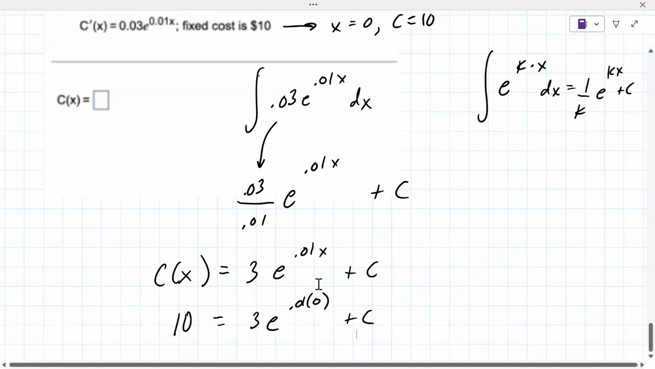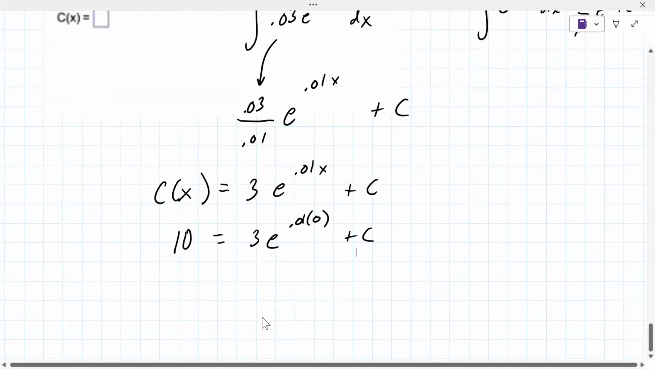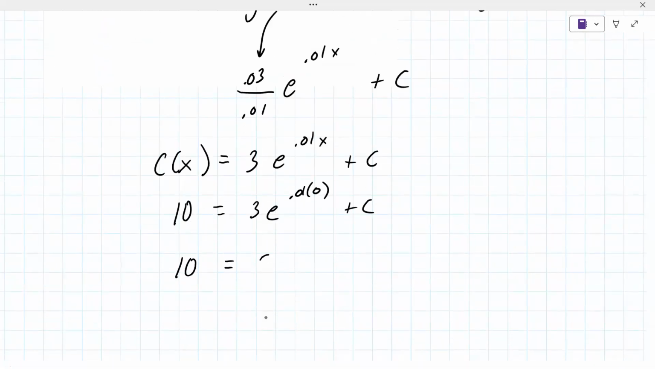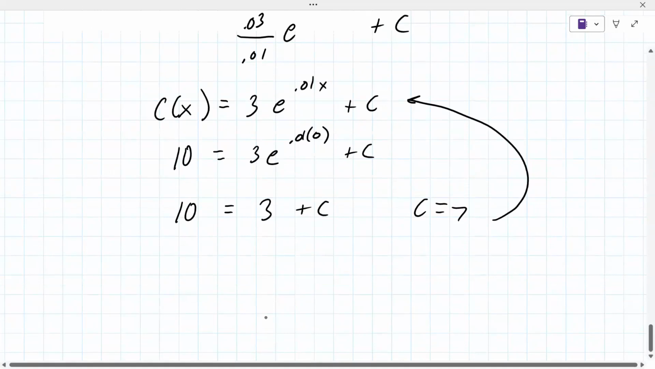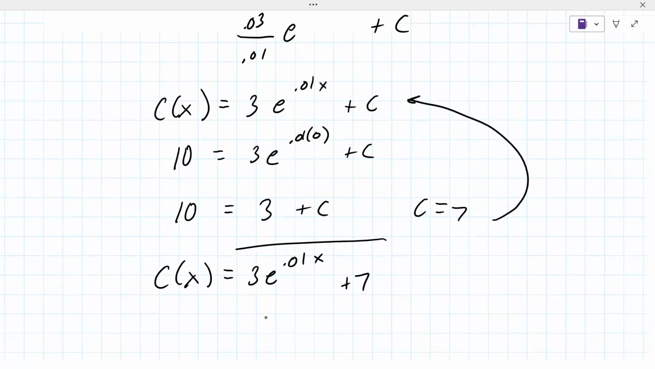E to the 0 is 1. So 3 times 1 is 3. It becomes 10 equals 3 plus c. So c ends up equaling 7. Goes back in this position. So c of x equals 3e to the 0.01 x plus 7. That's what it is looking for there.